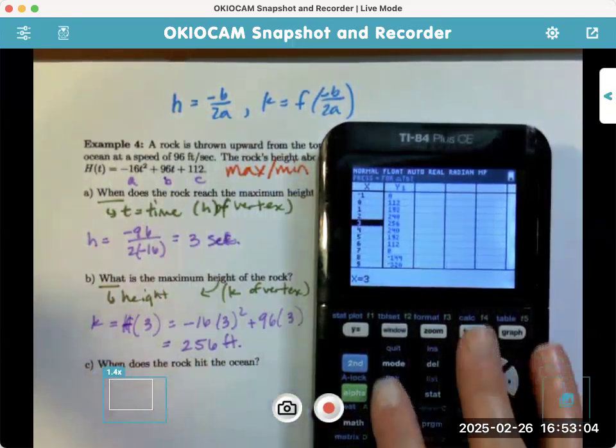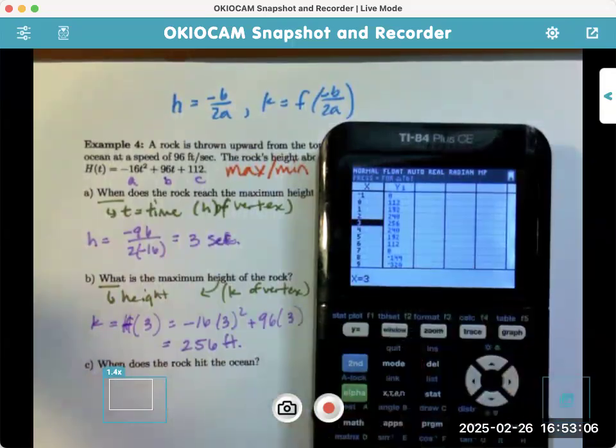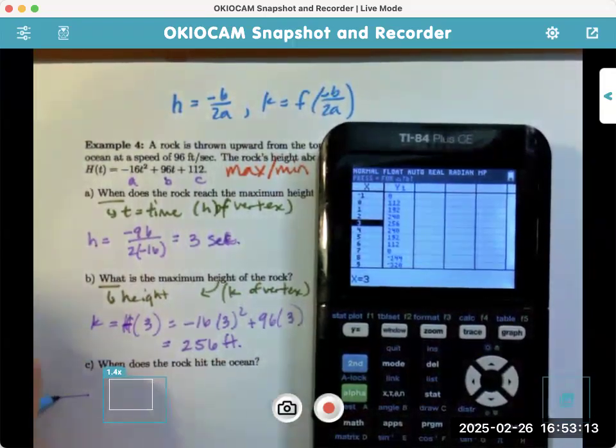So when does the rock hit the ocean? Well, let me show you. If we are throwing our rock, let me put the blue down here. Here's our ocean. Ooh, so pretty, so nice. Here's our cliff. Let me do that in green. Okay.